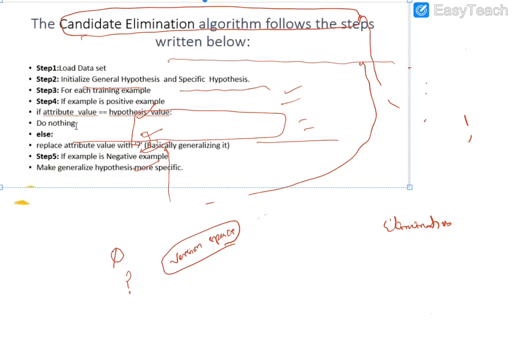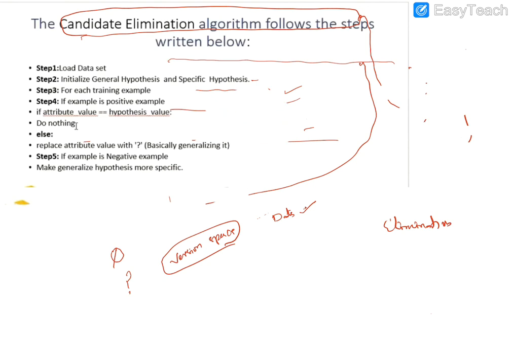If you look carefully at the steps given under the candidate elimination algorithm, first we need to load the data set. Whatever data we are considering, that is the training data, should be loaded into the system. Then what is step 2? Step 2 is very clear. We have to initialize the general hypothesis and the specific hypothesis. Both should be initialized, so that is S0 and G0.